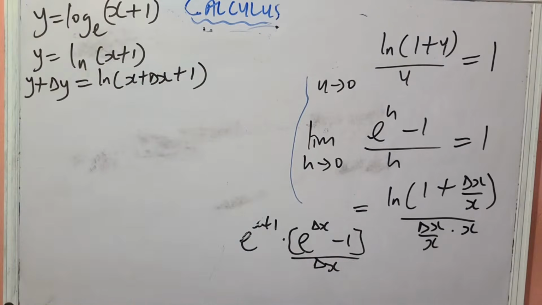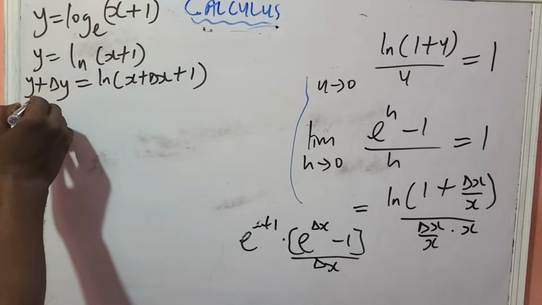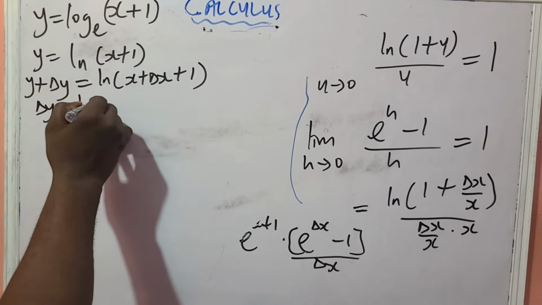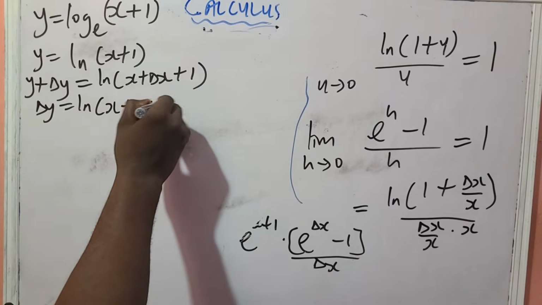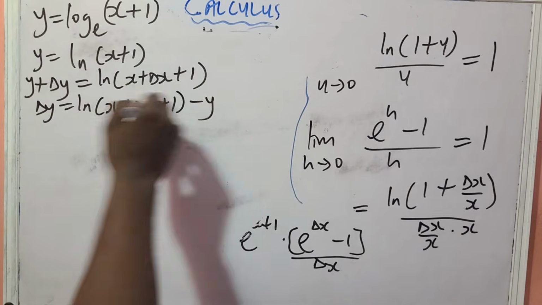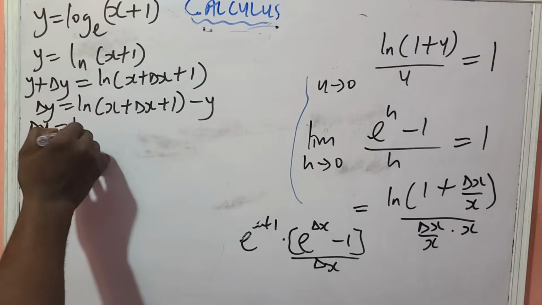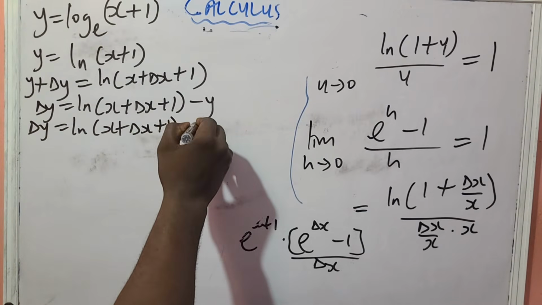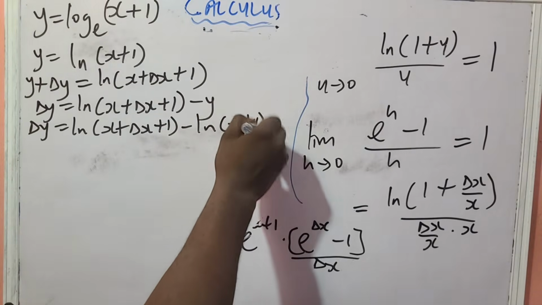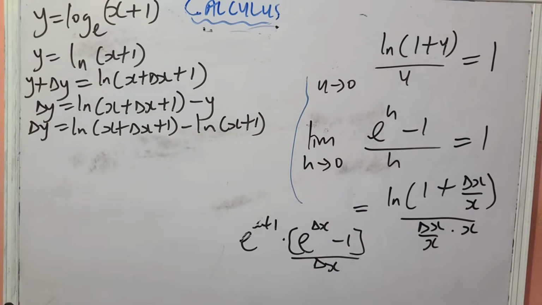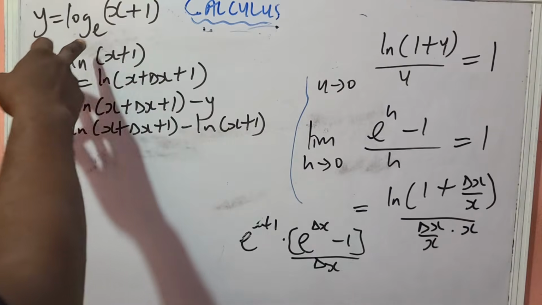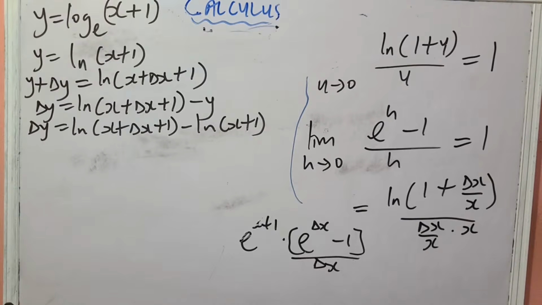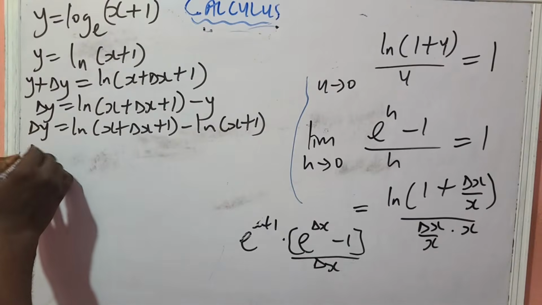This is the first step. I'm sure everybody knows this. The next step: y plus change in y equals ln(x plus change in x plus 1), so change in y will be equal to ln(x plus change in x plus 1) minus ln(x plus 1). Of course, because I have changed log base e to ln. So now at this point, I'm sure you know what to do. I don't need to re-mention it.